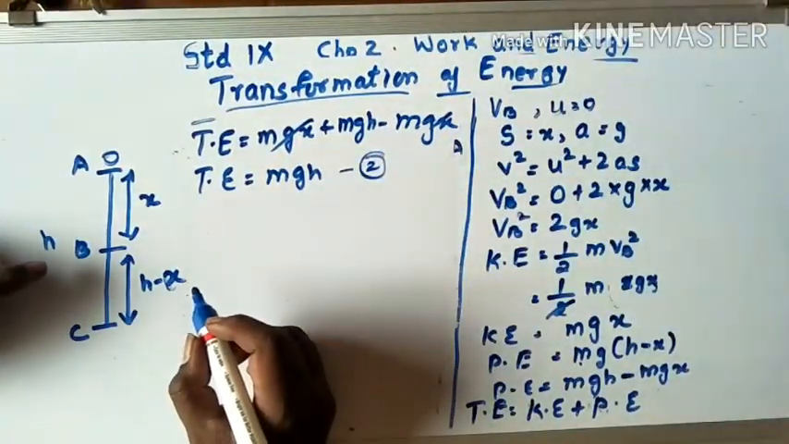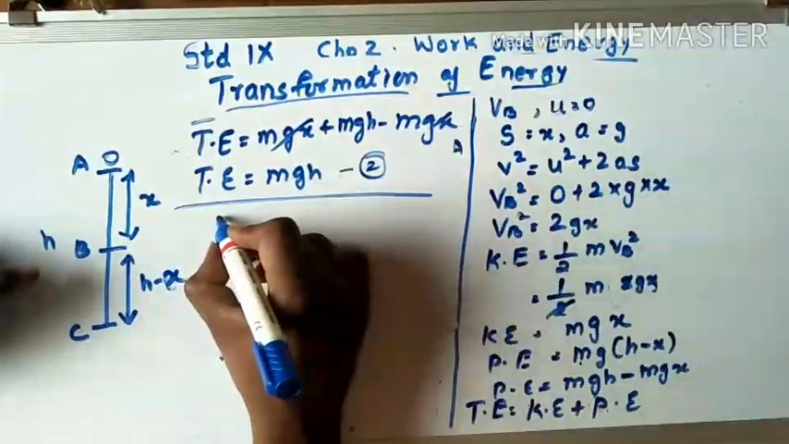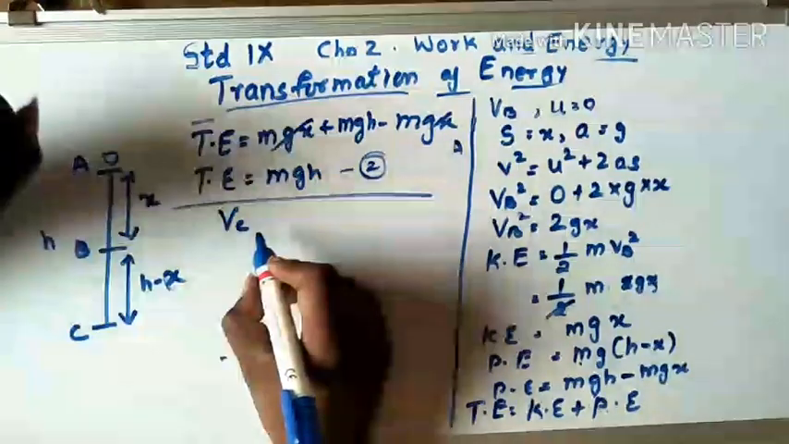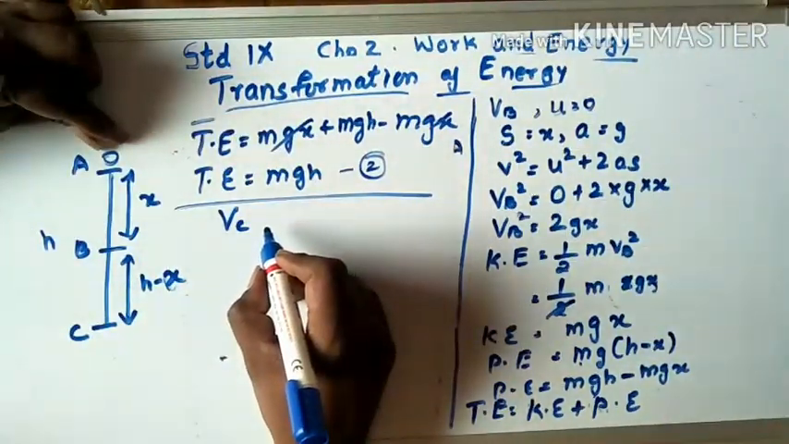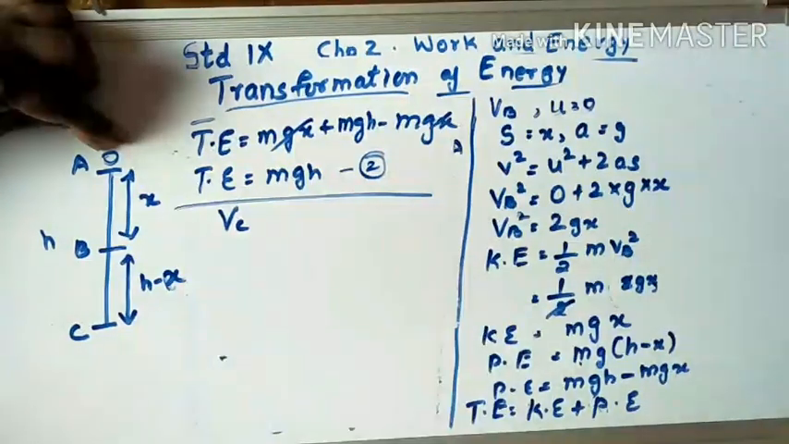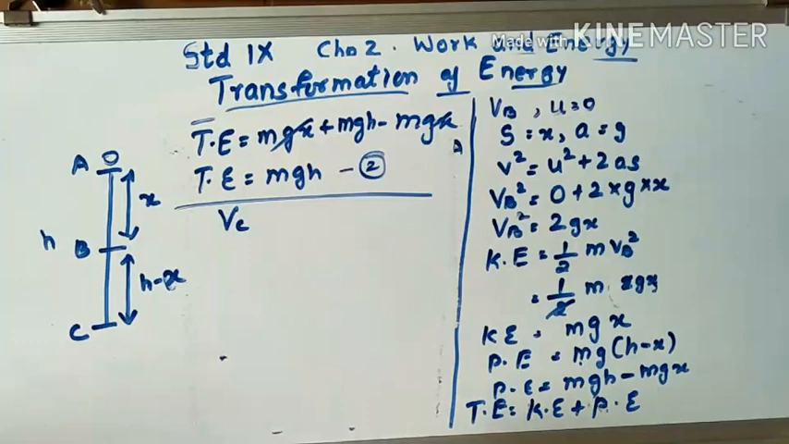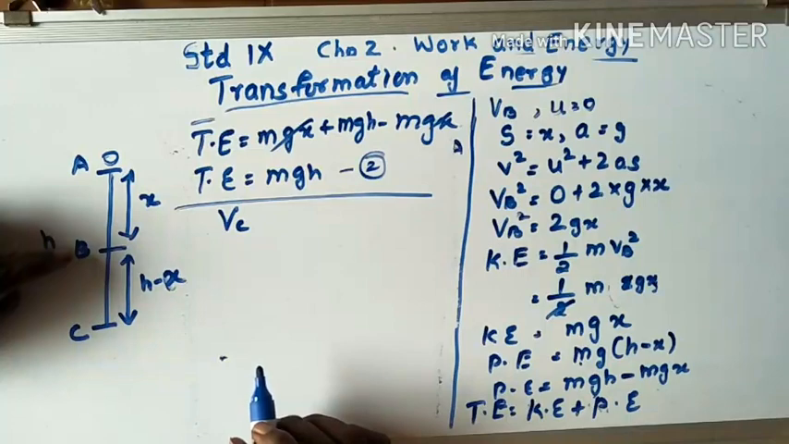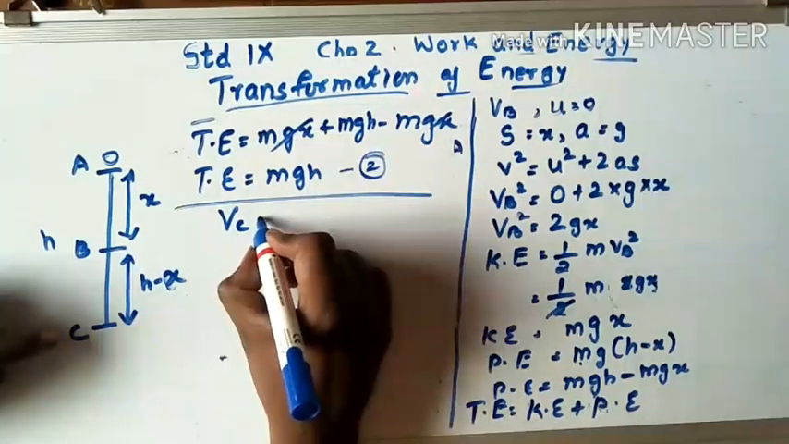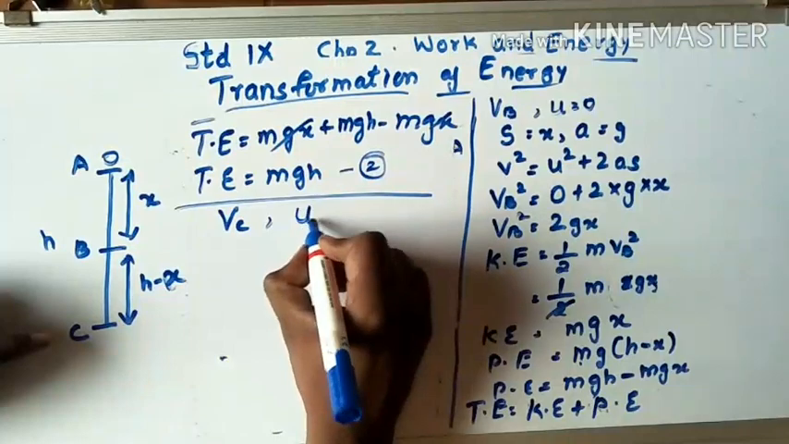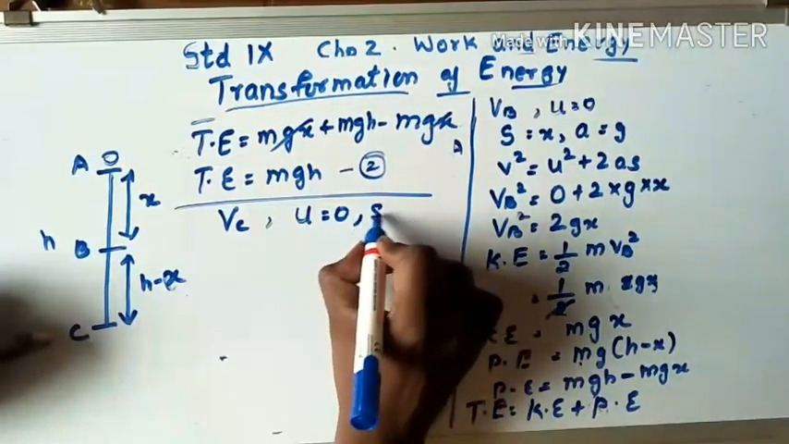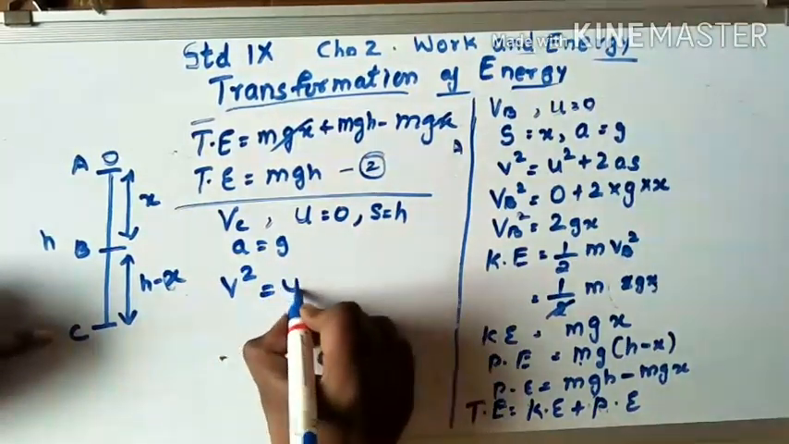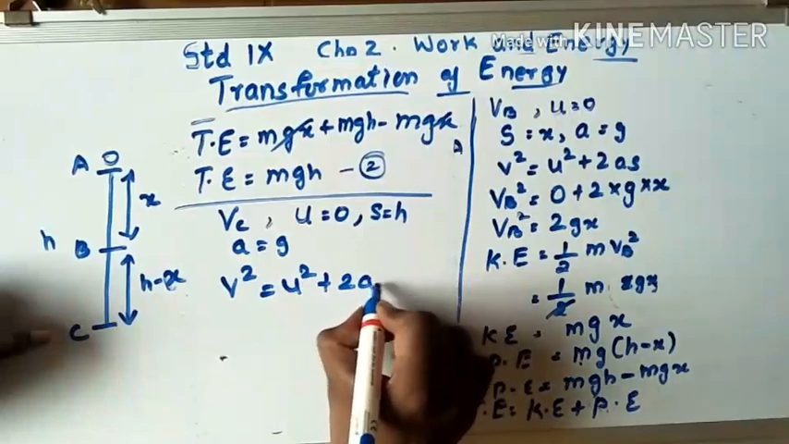Next, let the velocity of the object be vc when it reaches ground level C. In the first equation you saw it is a stationary object. In the second you saw it falls from A to B. Now in the third you see that the object moves from A to C. So here the velocity I made it as vc. Again here also the initial velocity is 0, s is equal to h, a is equal to g. So v square is equal to u square plus 2as.